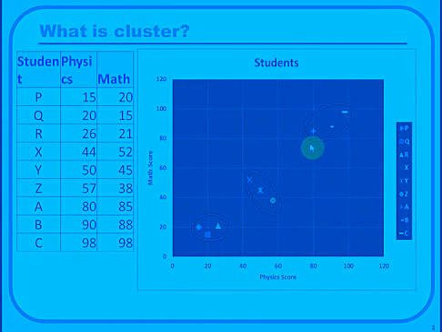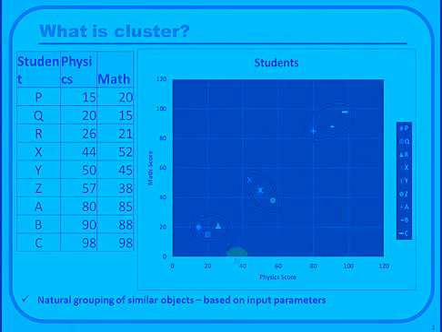And what are their properties? The properties are that they are a natural group. They are a natural grouping of similar objects based on input parameters. So if you have decided on physics and math, this is how the cluster will develop. What you need to understand is, if you add a third dimension altogether, the cluster can change. If you had, let's say, physics, math, chemistry and English, and you keep adding other parameters, probably the grouping of PQR that you have got, the cluster may change.